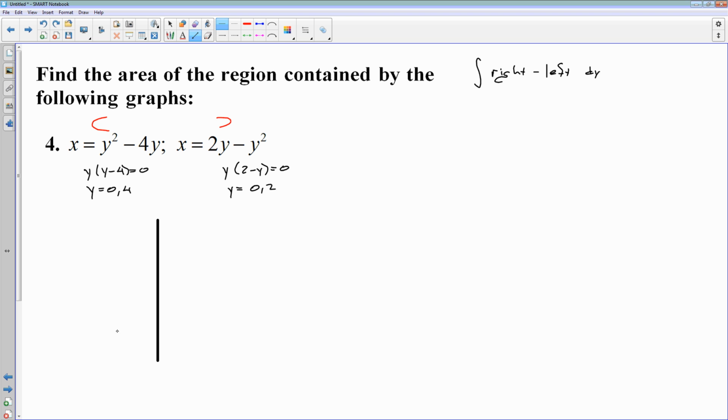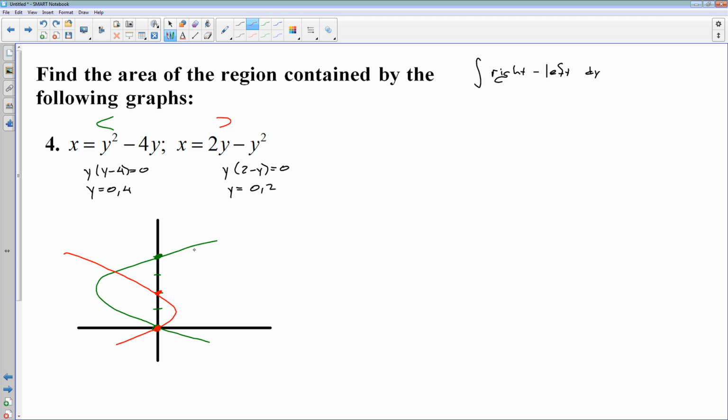Y-intercepts are 0 and 4 and 0 and 2, so I don't think I need much in the way of negative y, so I'm going to give myself a lot of room above the x-axis. This first graph, I'll do it in green. It's going to open to the right, and I know I have y-intercepts at 0 and 1, 2, 3, 4. So that parabola is going to look something like that. And the red one, y-intercepts of 0 and 2, so it's going to come up and look something like this.